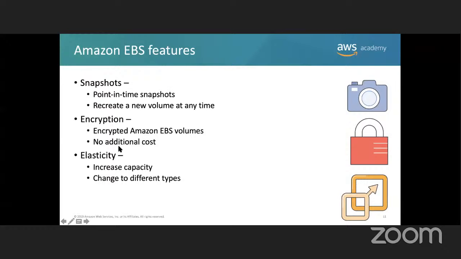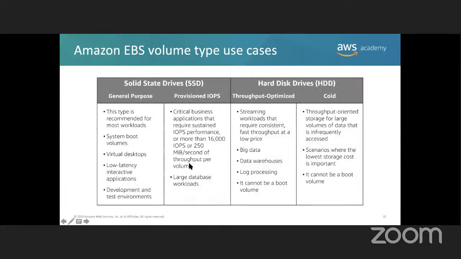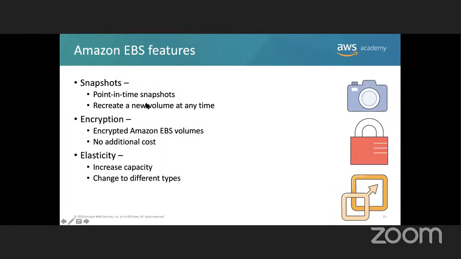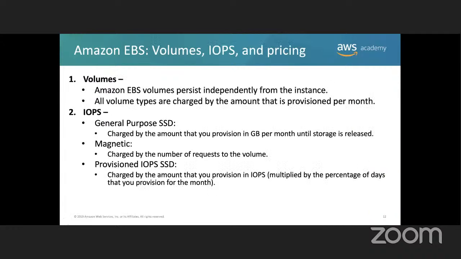Now the volume is Elastic Block Store, right? You can increase capacity and change to different types. You have types here that you can change. You can change from one type to the other, right? So those are some of the features of EBS. We also have the volumes, IOPS, and pricing here.